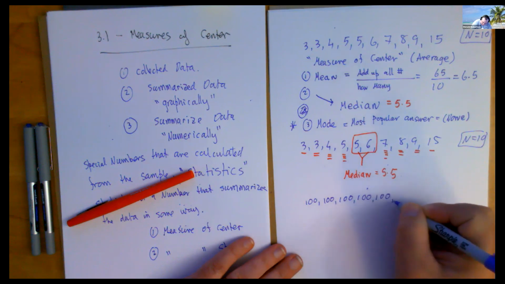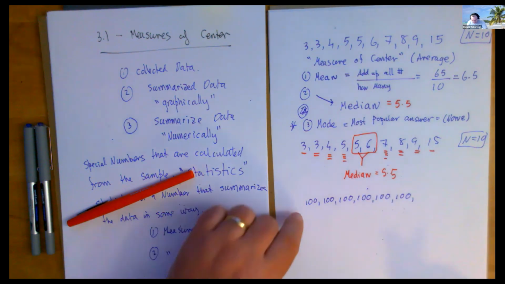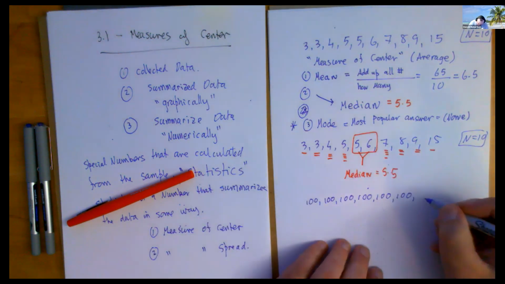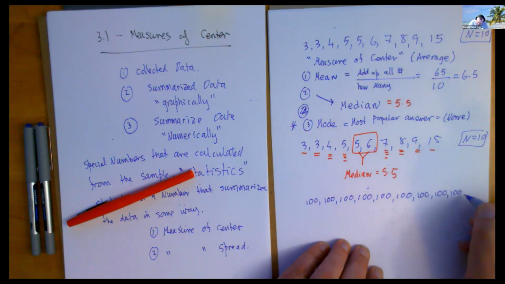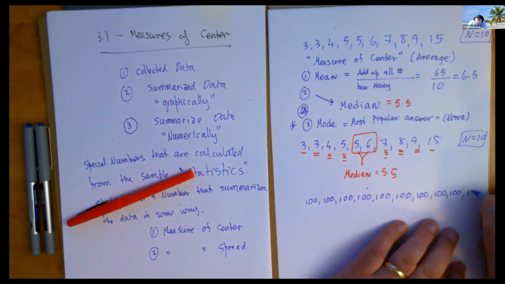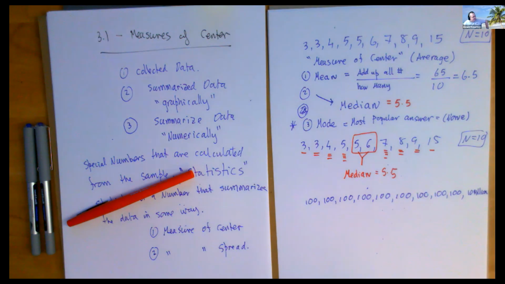Unrealistic as it is, but it's to get across an idea. 1, 2, 3, 4, 5, 6, 7, 8, 9, and then Bill Gates. There are 10 people in that restaurant.